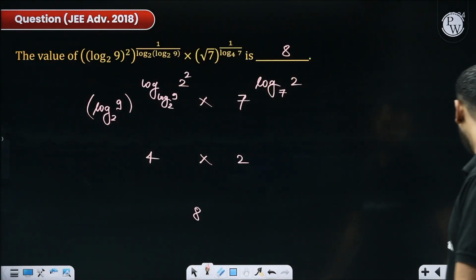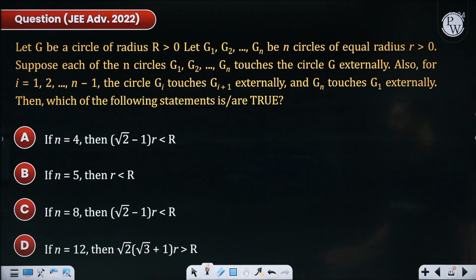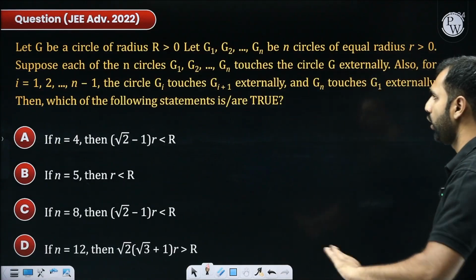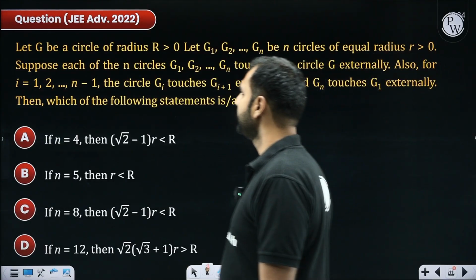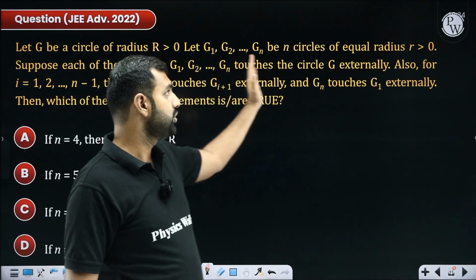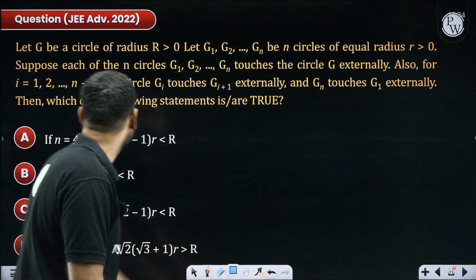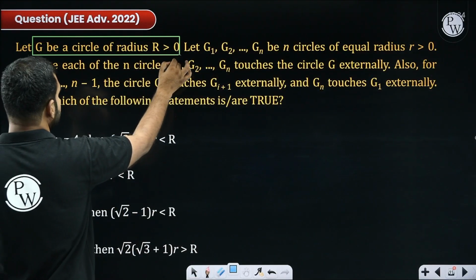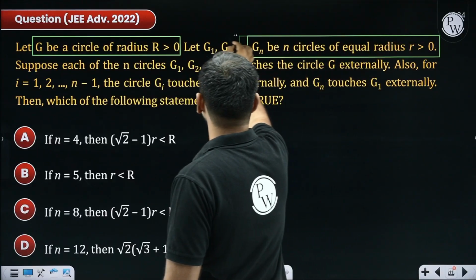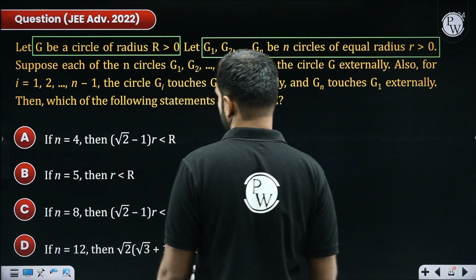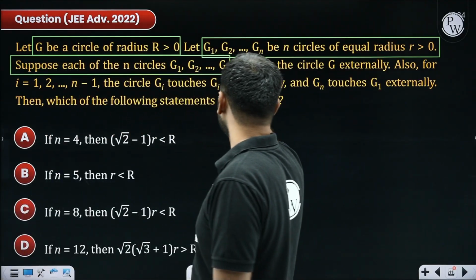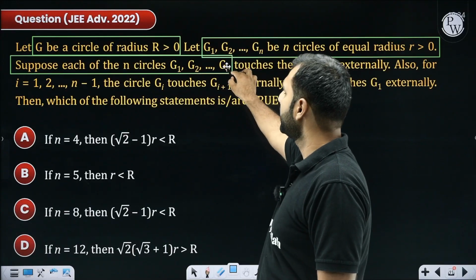With that, let me move ahead with the next question, a brilliant one, an amazing one, a very insightful one. It will give you a lot of clarity. What does it say? It says G is a circle of radius r. G1, G2, Gn are n circles. So first of all, there is a circle G which has radius r, and G1, G2, Gn are also circles of equal radii, given by small r. What am I told? That each of these n circles touch each other. So they are touching each other.